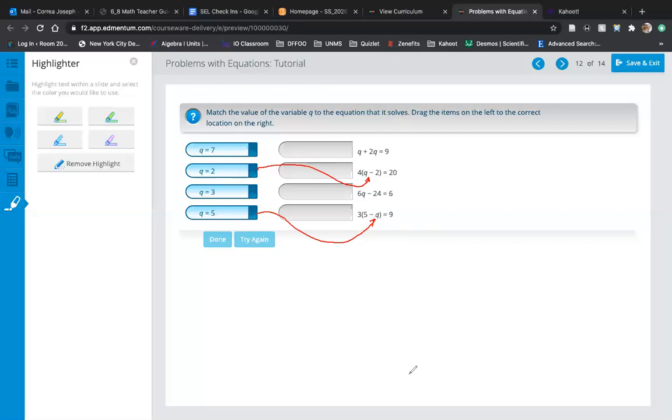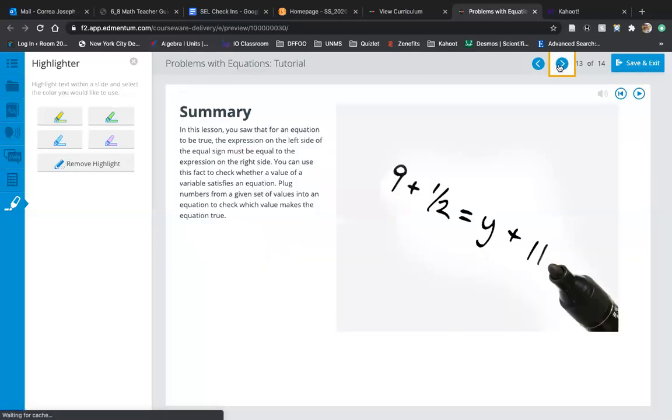All right, but again, if there's no other questions, I'm not seeing any. I want you guys to just finish that slide there if you haven't yet. And I think we're already up to the summary slide. So it says in this lesson, we saw that for an equation to be true, the expression on the left-hand side of the equal sign must be equal to the expression on the right-hand side of the equal sign. That's what an equal sign means. It means that you're saying two things have the same value.